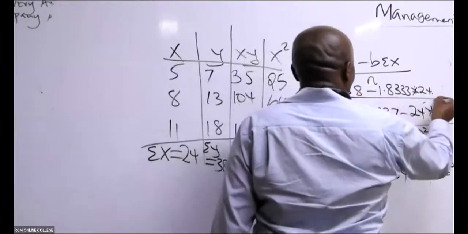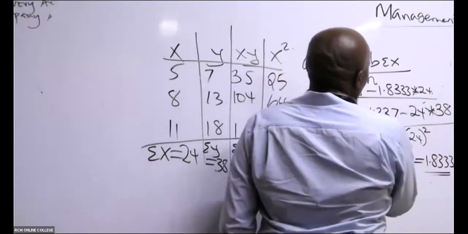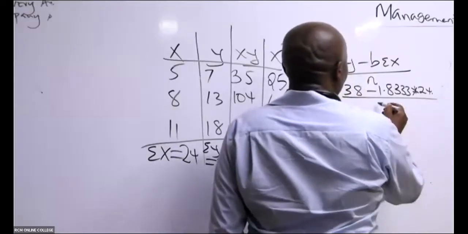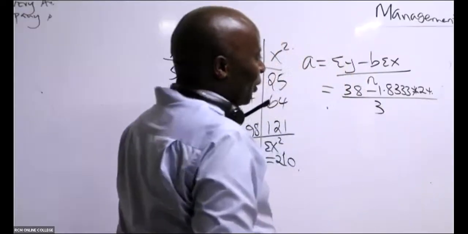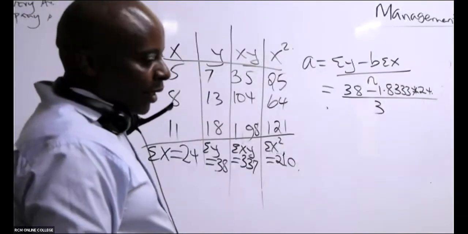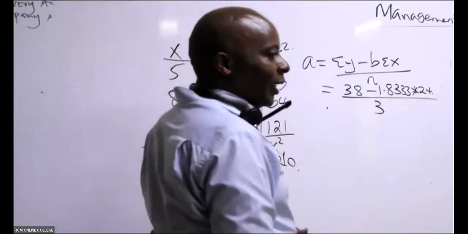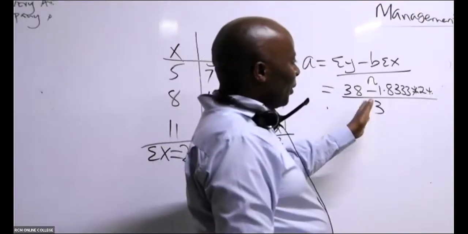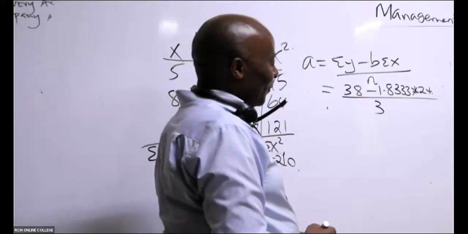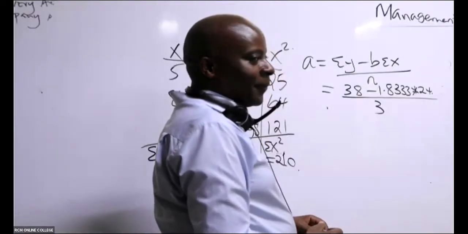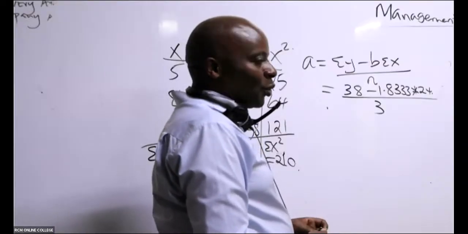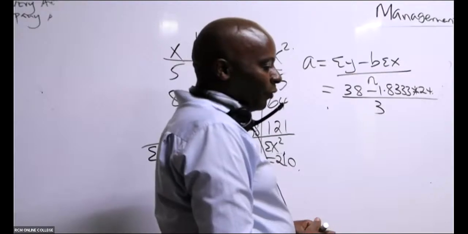And then everything to be divided by who? N, the number of points. And how many points are they? There are 3, isn't it? 3 points. So then can you kindly give me the numerator? 38 minus 1.8333 times 24 will end up giving me what figure?